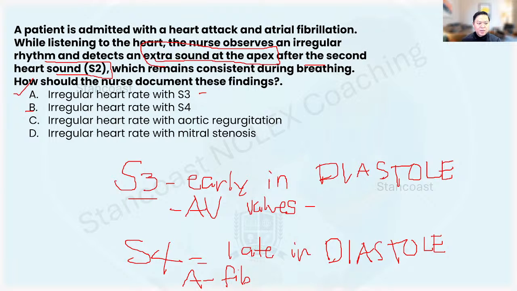An extra sound at the apex after the second heart sound. Remember that the second heart sound is the closure, and this is the time right after, or when, the heart relaxes. And so that is going to fit our option, letter A. So B is wrong, letter A is correct. What about letter C? Irregular heart rate with aortic regurgitation. What is that? Aortic regurgitation is what we call a diastolic murmur.